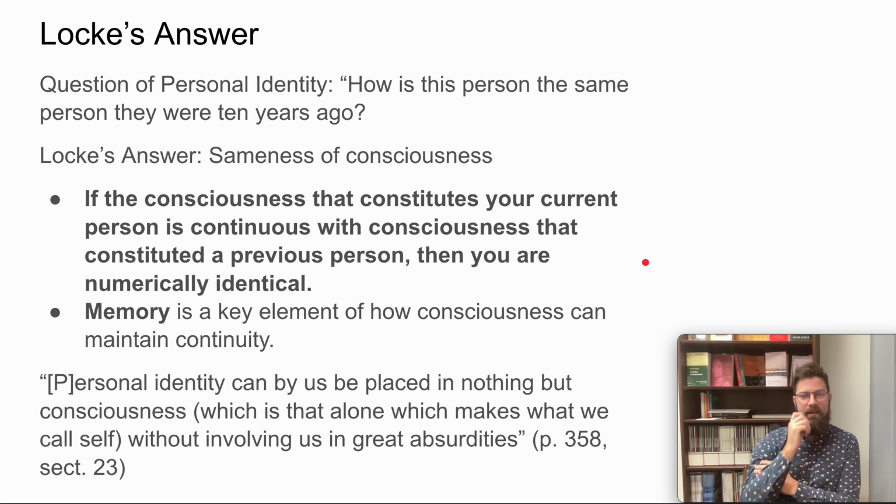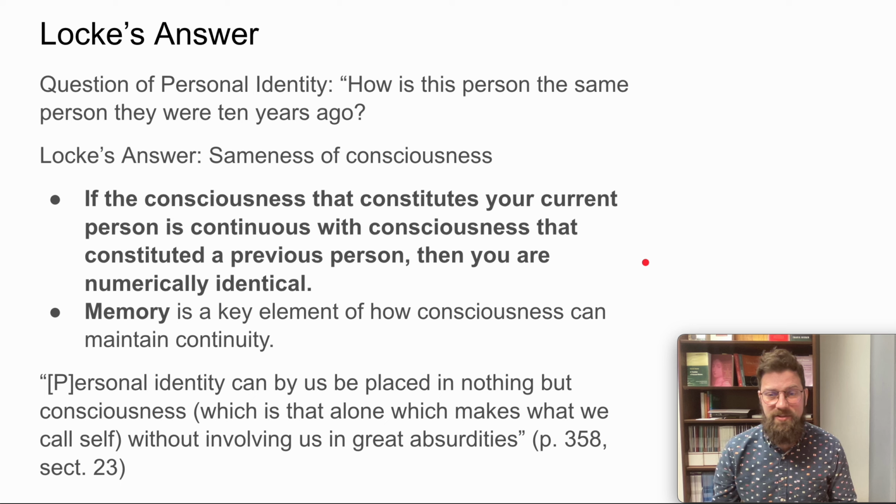So, Locke is going to tell us that personal identity can be placed in nothing but consciousness, which alone makes what we call the self, without involving great absurdities. So, oftentimes when you're reading early modern texts, it can actually be hard to identify the argument. Sometimes it feels like they're just laying out the view. To some extent, that can be how Locke's chapter on personal identity looks. He's just asserting the view.